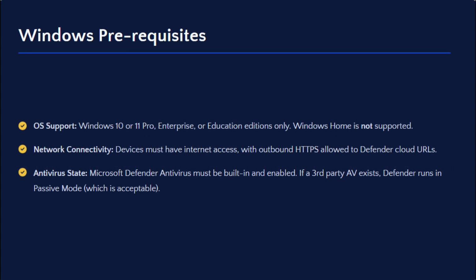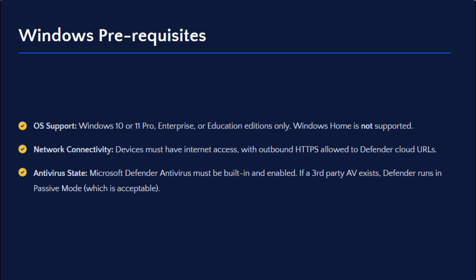Before we push buttons, your Windows device must be ready. Requirement 1. The OS. You need Windows 10 or 11 Pro, Enterprise or Education. If you are running Windows Home, stop right there. It is not supported. You will need to upgrade the OS first. The second requirement is Internet. The device needs outbound HTTPS access to the Defender Cloud URLs.